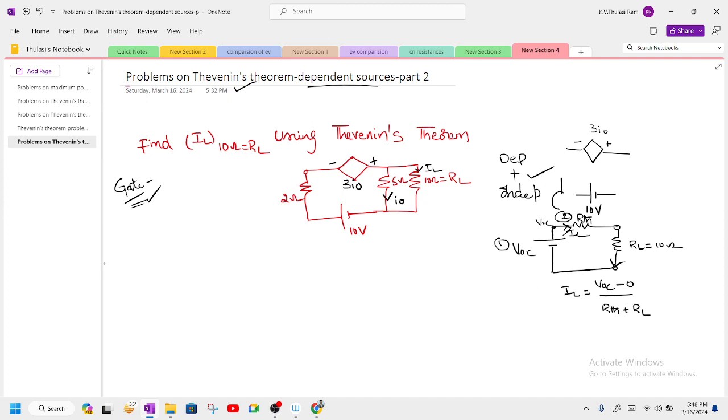The first step is already mentioned: we need to find out the open circuit voltage. So how to find the open circuit voltage? First remove the load resistor, and if it is removed, automatically the current will become zero and it will create some voltage. For your convenience I am redrawing the network.